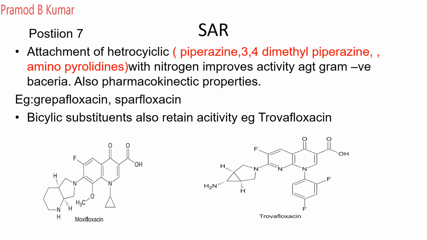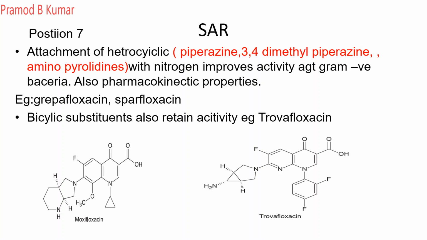Some of them might contain a bicyclic substituent, for example, norfloxacin, a bicyclic fused ring. If it contains one, you get increased activity; they will retain the activity. For example, moxifloxacin contains a pyridine which is fused to a pyrrolidine, a bicyclic compound. It is known as moxifloxacin. These are some of the examples of bicyclic substitution at the 7th position.